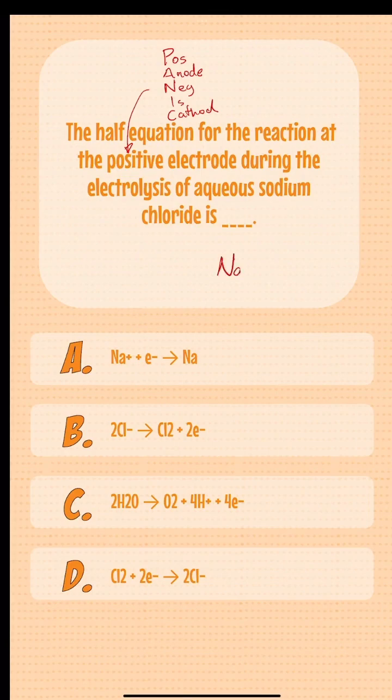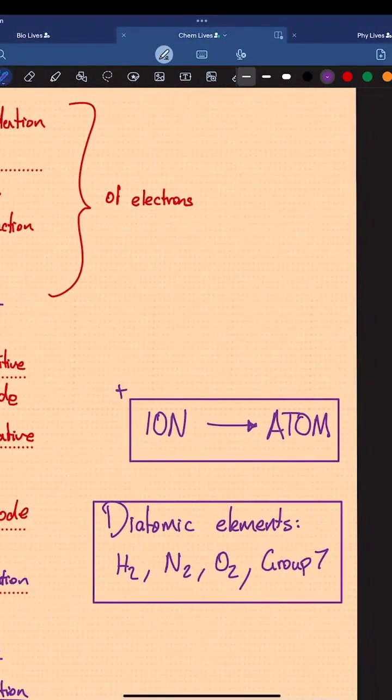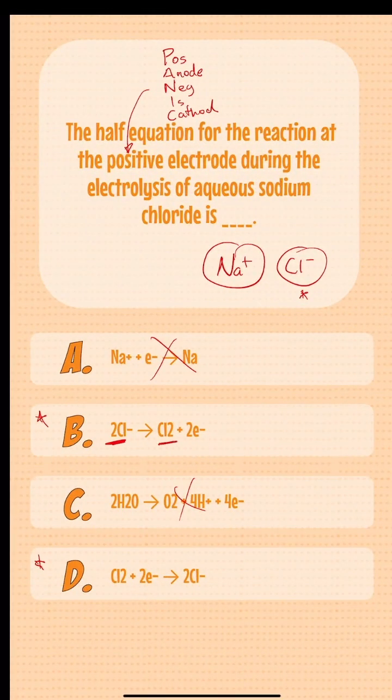Sodium chloride, we've got Na+ and we've got Cl-. So which one's going to get attracted to the anode? It's going to be the Cl-. So we want the equation for Cl-. Now the question is, it's not that, it's not that. It's either this or this. Remember what I said in our notes. It always goes from ion to atom. So it's going to be ion on the left-hand side, atoms on the right-hand side. Sorry, the formatting is weird on this. It should be Cl2, small 2, yeah? So it's not this one. Answer's B. Well done, those of you who got that.